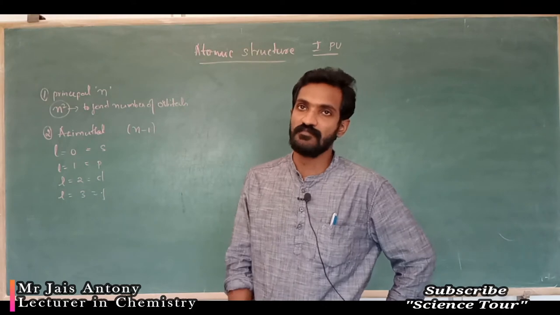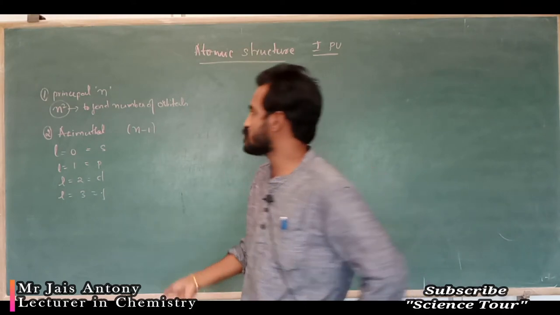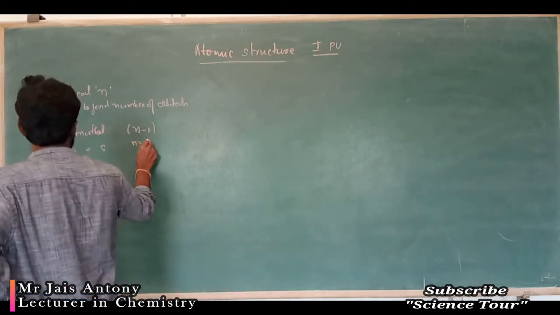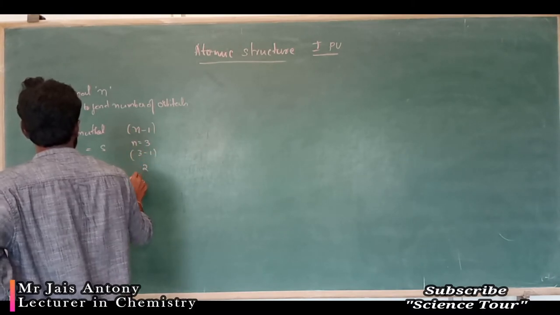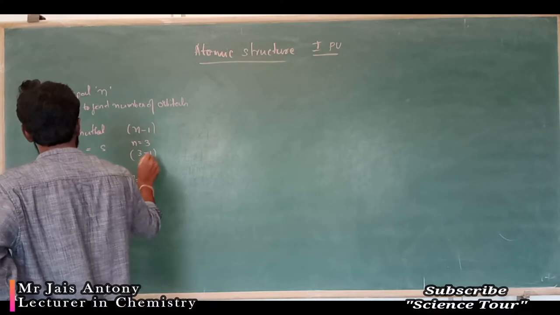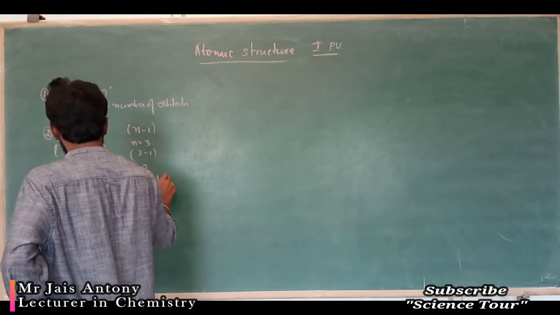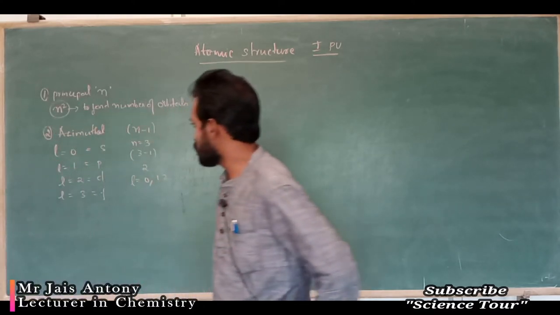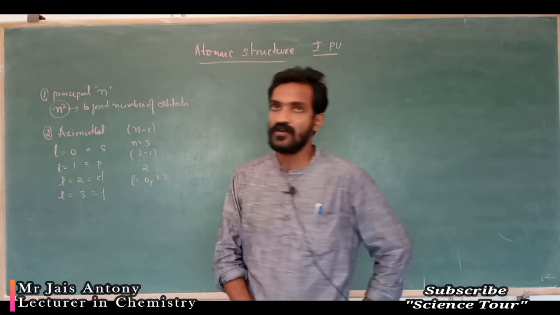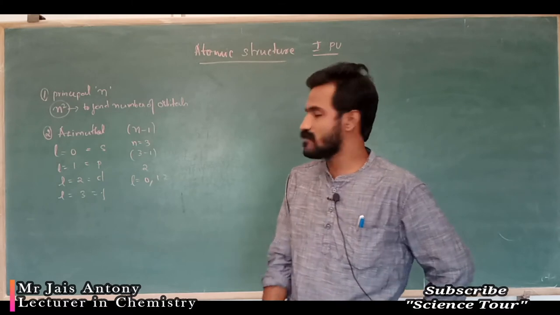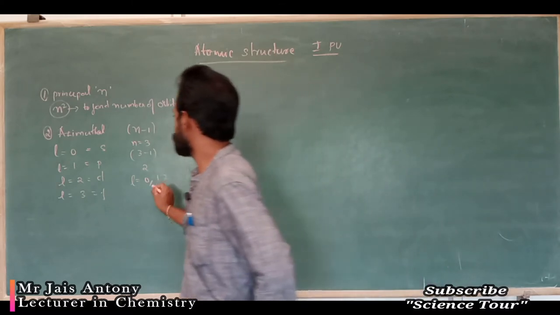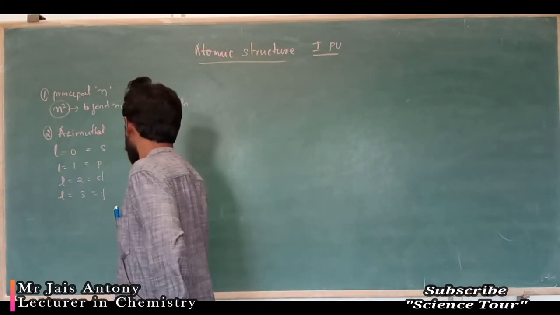Understood? For example, principal quantum number n is equal to 3. Then you find the value: 3 minus 1, it is 2. That means you write the l values in the range 0, 1, 2, like this. There are 3 subshells possible. Understood? s, p, d orbitals are possible if n is 3.